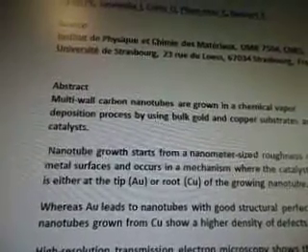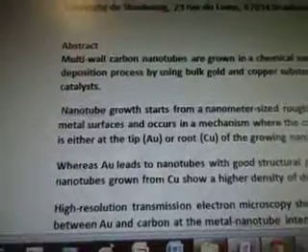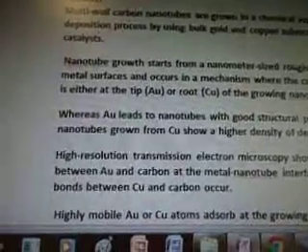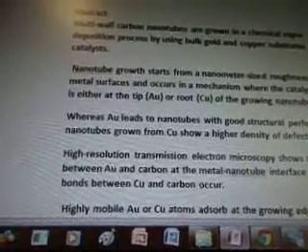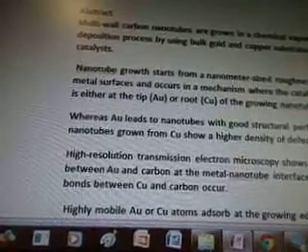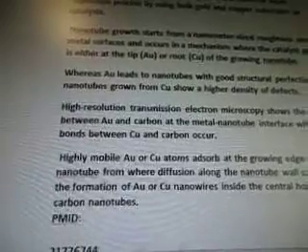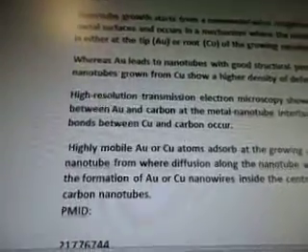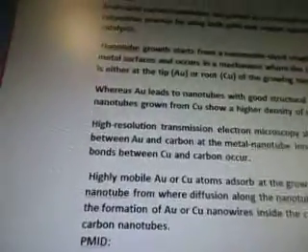Multi-wall carbon nanotubes are grown in a chemical vapor deposition process by using bulk gold and copper substrates as catalysts. Nanotube growth starts from a nanometer size roughness on the metal surfaces and occurs in a mechanism where the catalyst particle is either at the tip, AU, or root, CU, of the growing nanotube. Where AU leads to nanotubes with good structural perfection, nanotubes grown from CU show a higher density of defects. So you don't want to use the CU, you want to use AU.